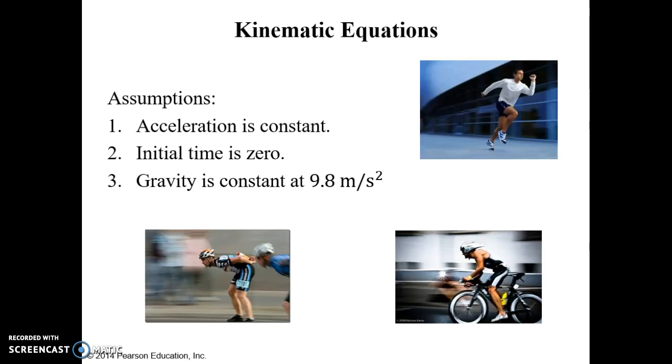Now, before we begin, there are 3 main assumptions we are going to make when using these equations. The first and most important assumption to remember is that we assume acceleration is constant. That means the acceleration will stay the same value during a problem we're examining. The second assumption is that the initial time starts at 0 seconds. And the third assumption is that gravity is constant at 9.8 meters per second squared.